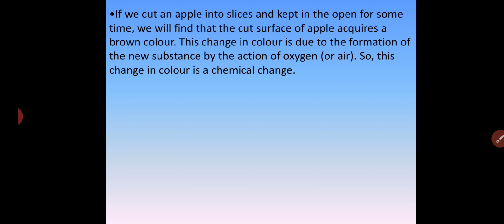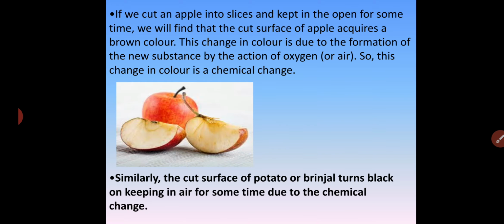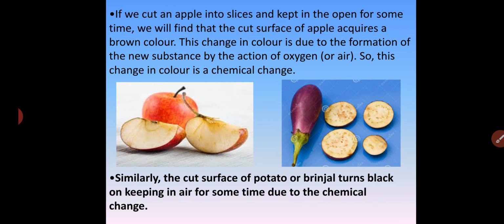Now you can see, when we cut an apple, even a brinjal, at that time a red color layer comes on the apple as well as the brinjal. Even potatoes you can take, that also turns red in color. This is because when they react with the oxygen present in the air, their color turns red. So this is also a type of chemical reaction.